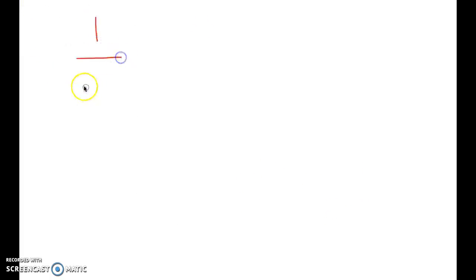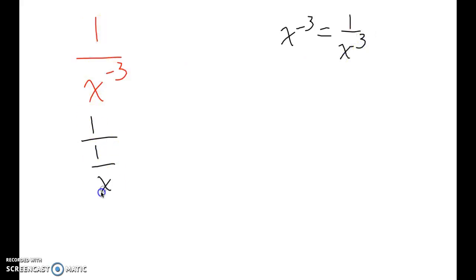So let's imagine that I have 1 over x to the negative 3. Well, our rule still holds, right? X to the negative 3 we know is the same thing as 1 over x cubed. And so this expression becomes 1 over x cubed, which we know from dividing fractions that you multiply by the reciprocal, which is x cubed over 1, or just x cubed. And so you might have noticed it started out negative in the denominator and ended up positive, and we could think of this as in the numerator.